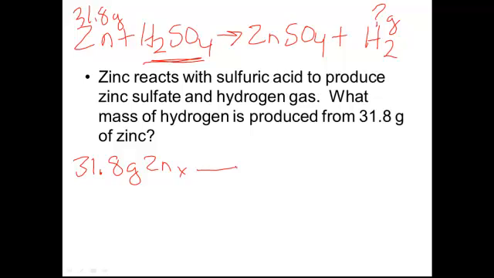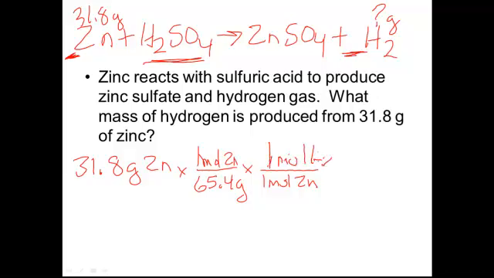Zinc has a mass of 65.4 grams per mole. And then from my balanced equation, there is 1 mole. Notice there's no number in the front, so it's a 1. 1 mole of zinc is going to make 1 mole of hydrogen. And then 1 mole of hydrogen has a mass of 2 grams.